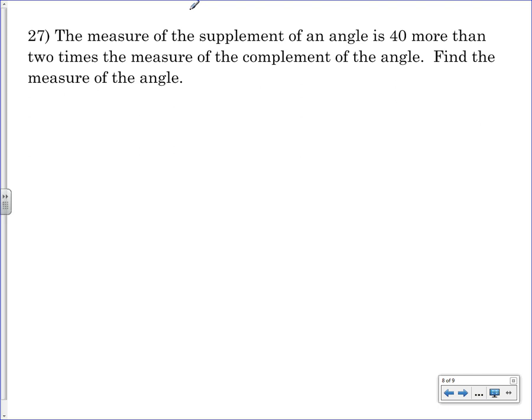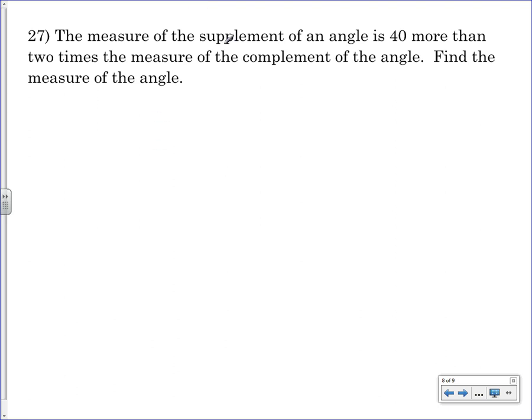Number 27. The measure of the supplement of an angle is 40 more than 2 times the measure of the complement of the angle. Find the measure of the angle. It's a lot of vocab, right? In geometry, if you don't know your vocab, it's going to be almost impossible for some questions. In algebra, you could just look at the question and be like, oh, I think they want X. I'm going to find that and not even read. On geometry, it's not an option, okay? So slow it down a bit.